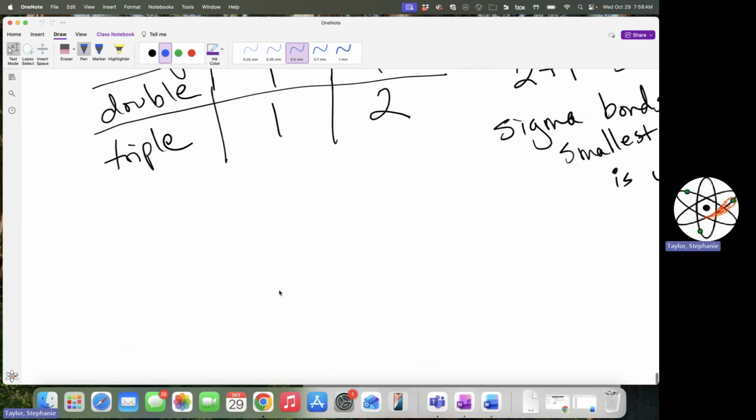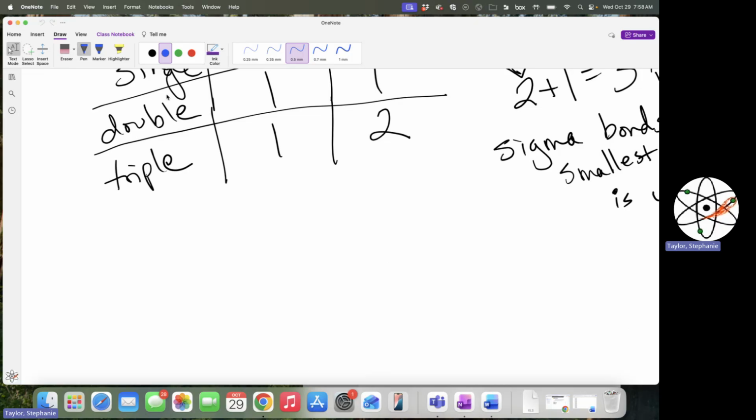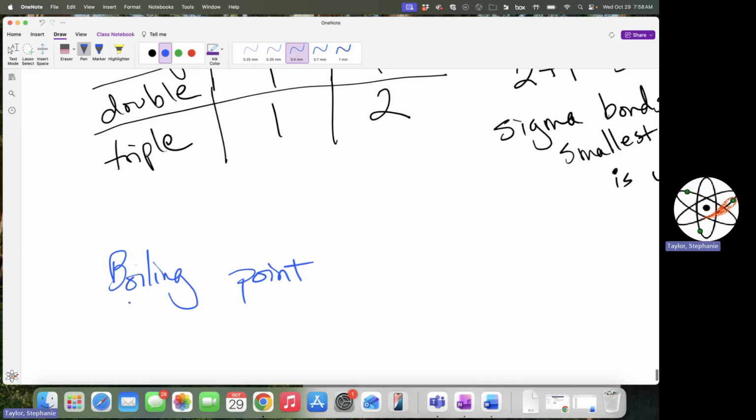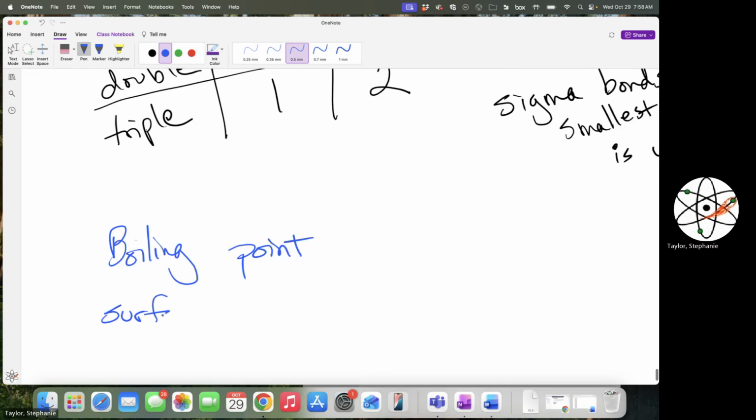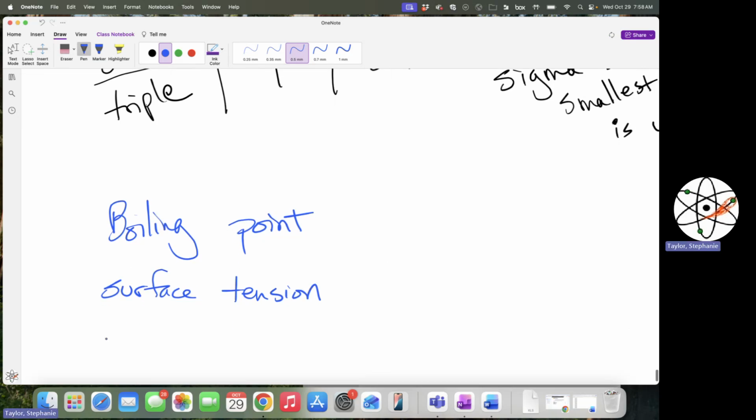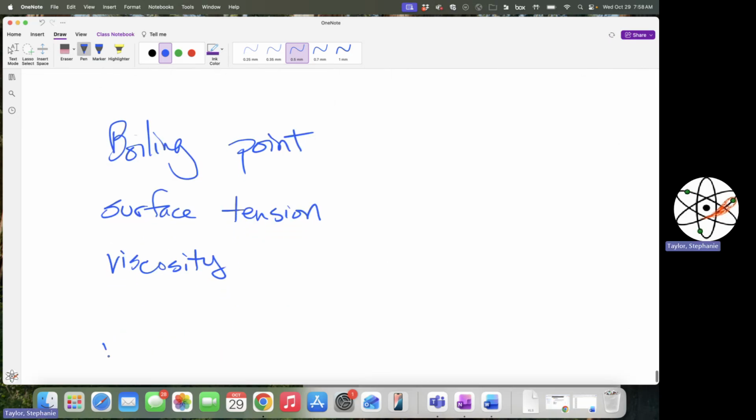But in general, there are four properties of liquids: boiling point, surface tension, viscosity, and vapor pressure. And we're going to do vapor pressure last. And so we're going to focus on these first three because these first three actually all go together.